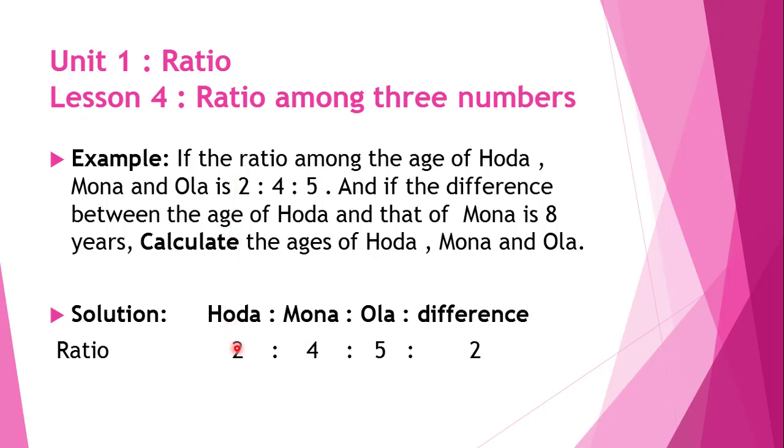So I'll arrange my information. The ratio is 2 to 4 to 5, and be sure you write the same order: Huda, then Mona, and finally Ola. Okay, we have the difference here. The difference between whom? The difference between the age of Huda and that of Mona. So Huda and Mona, I'll subtract 4 minus 2 equal 2. Okay, now the real information we have here, the difference is 8. Okay, let's complete.